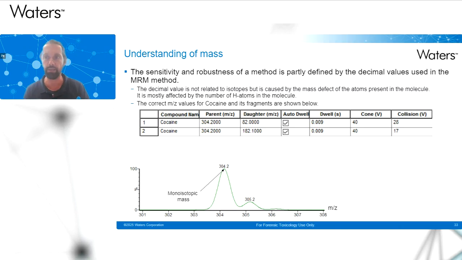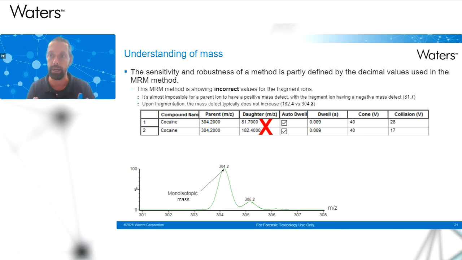And we are doing a fragmentation as well in our tandem quad systems. That typically results in a smaller fragment ion compared to the parent, meaning also that there will be lower amounts of hydrogens present in your daughter. So typically, the decimal value in the daughter should be at the value of the parent down to the 0.0 value. So what you see over here are the correct m/z, mass-to-charge values of these cocaine mass transitions. These would be incorrect values.